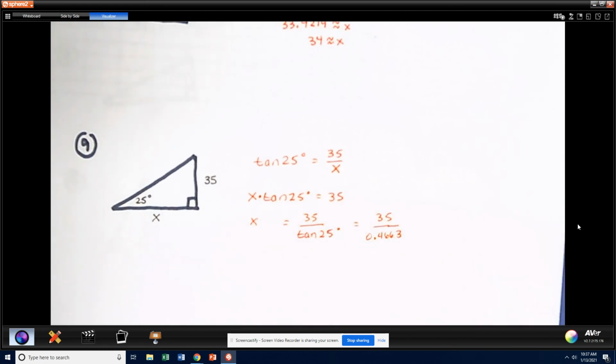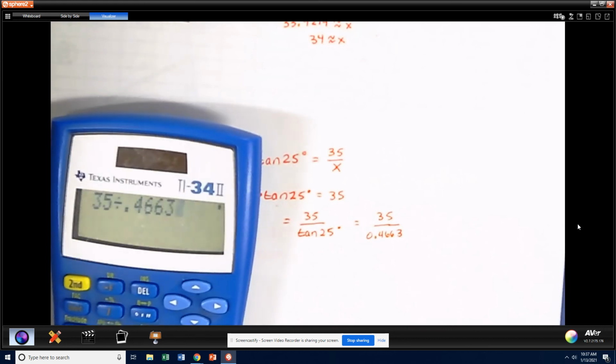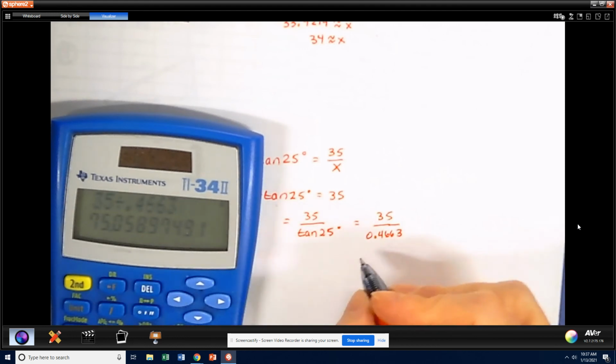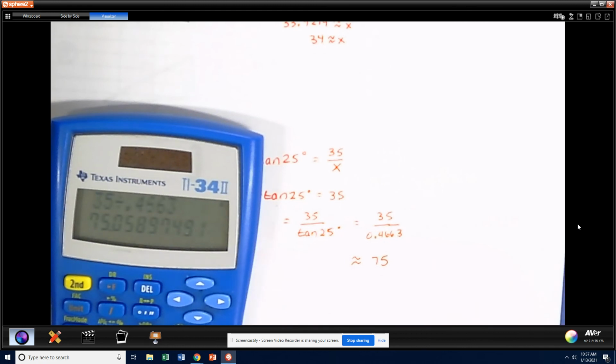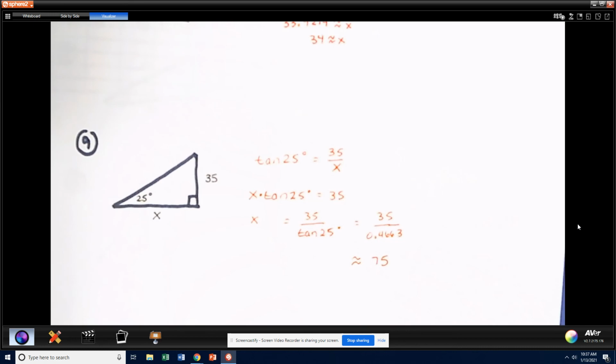And then this next step, I am definitely using a calculator. I do not expect you guys to do long division with decimals. I'm going to do 35 divided by 0.4663. Take a moment always to look at your calculator to make sure you typed it in correctly. This is a place where students make mistakes if they're going too quickly and they don't push the buttons right. And that's very frustrating. So that is about 75. We'll just round that nicely because 75 is a nice number. So x is about 75.